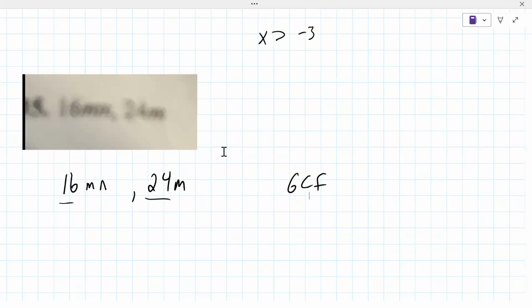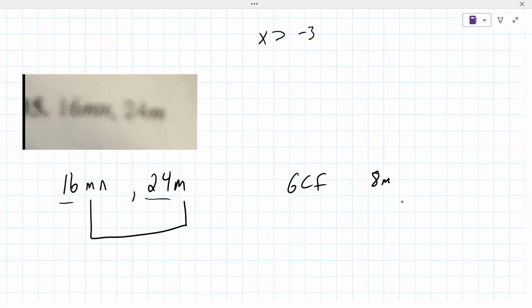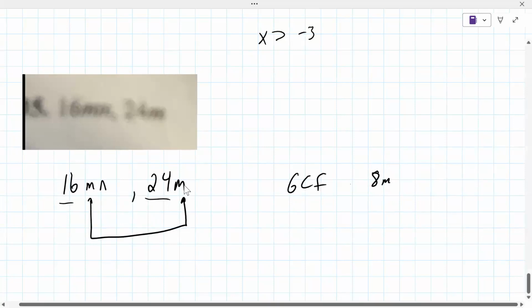All right, so it would be 8m. When you have a letter, you have to include the letter, and I'm sorry, it's 8m, not 8mn. If they both have the same letter, then you include it. Since the one on the right does not have the letter, it does not get included.